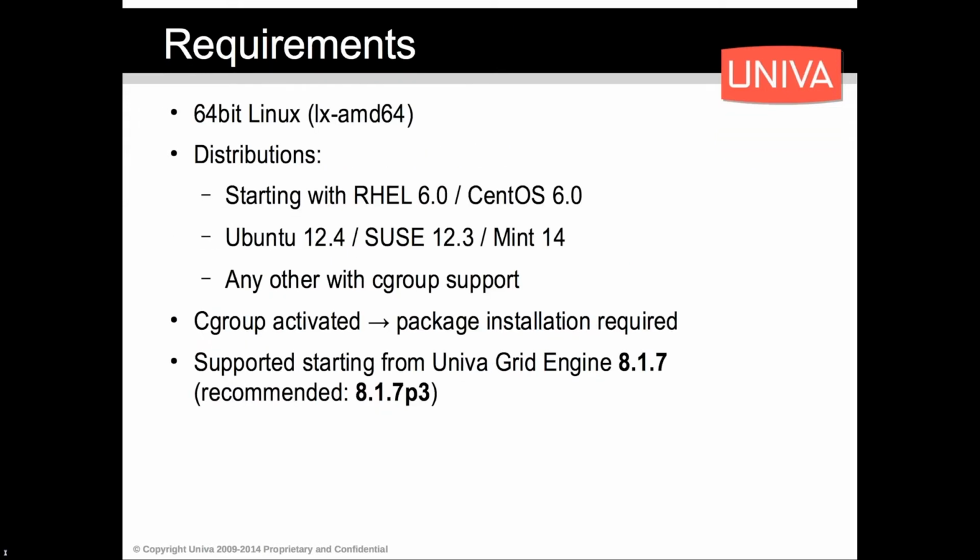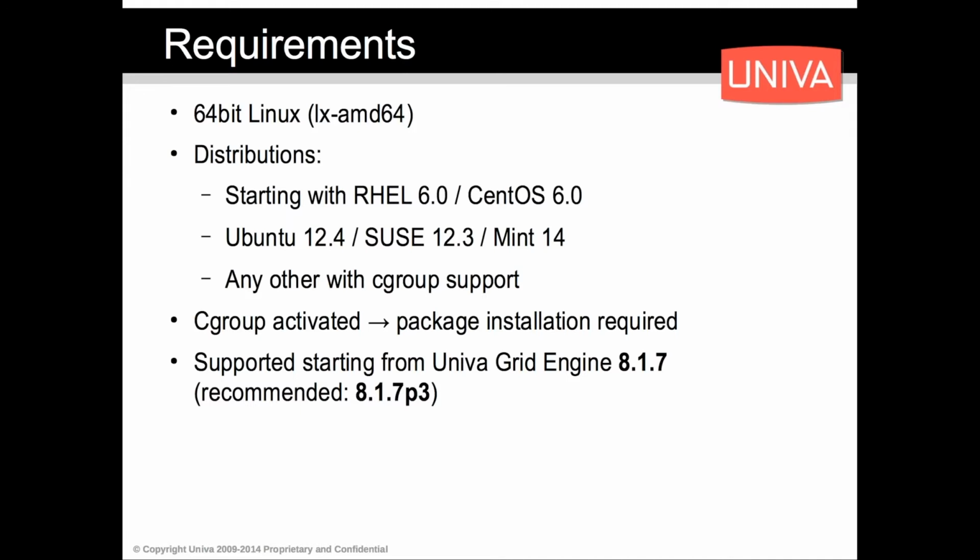The requirements for cgroup support are simple. You need to have a 64-bit Linux distribution. Depending on your distribution, you need a specific minimum version number. For Red Hat, we have a minimum requirement of Red Hat 6.0. The same is true for CentOS, Scientific Linux, and so on. With Ubuntu, you need to have version 12.04. On SUSE Linux, we tested it with 12.3 and so on. Basically, it works with any Linux distribution which offers cgroup support.